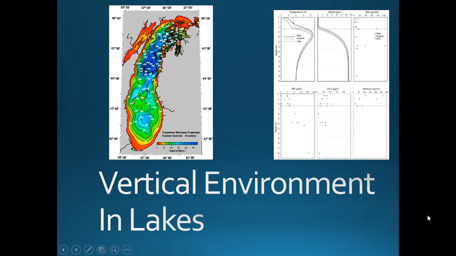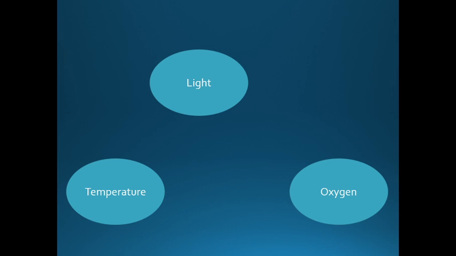All right, hello everybody. This is looking at the vertical environment of lakes. So basically what we're going to do is see how different variables change as we go deeper into a lake. We're going to concentrate on three different parameters: light, temperature, and oxygen.